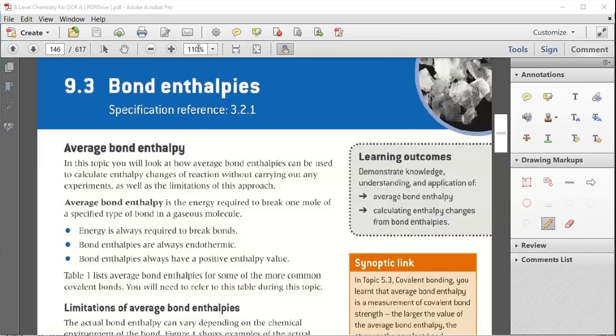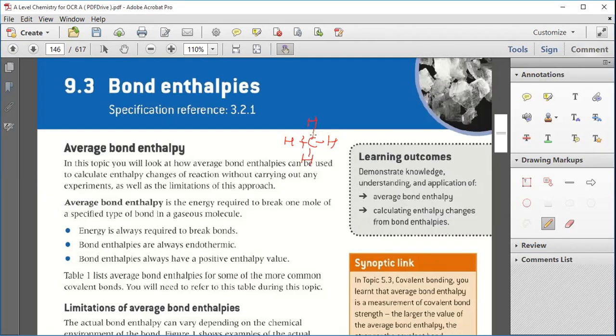So today we are going to start our 9.3, that is bond enthalpies. Okay. Now average bond enthalpy. Enthalpy means heat content. Fine. Now bond means force of attraction. And now in a compound, average bond enthalpy is the energy required to break 1 mole of a specified type of bond in a gaseous molecule. Okay, now suppose this is a particular molecule, CH4.